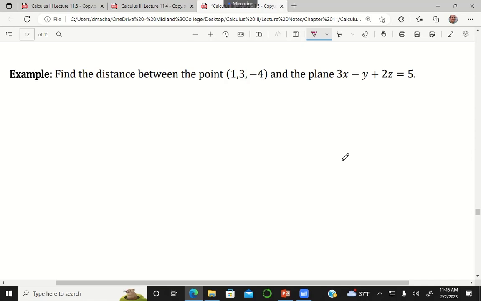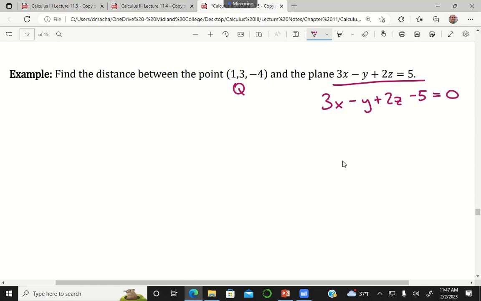So, just a quick example. Let's find the distance between this point and this plane. Now, this plane is almost in general form. If I wanted to write it in general form, I just have to subtract 5 from both sides, and there we go.